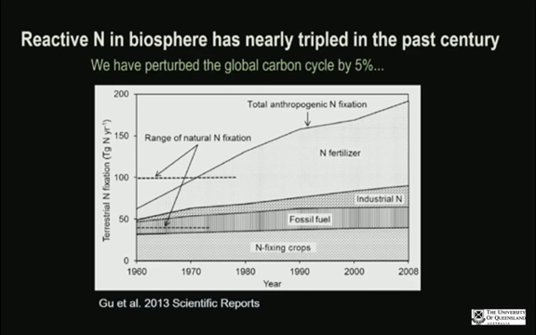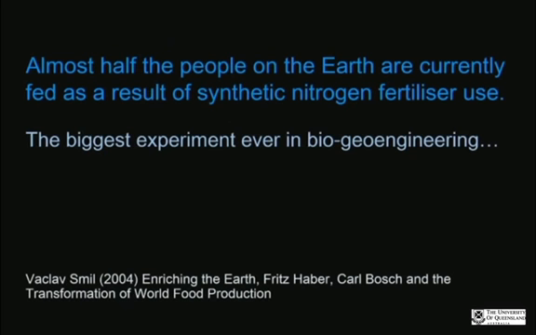And that's, in perspective, the carbon cycle that we worry about. We worry about elevated CO2. We worry about changes that we're making to the planet's biogeochemistry. We have perturbed that by only 5%. So 300 versus 5, a huge difference. And people think that almost half of the people on Earth are currently fed as a result of this ability to make synthetic nitrogen fertilizer.